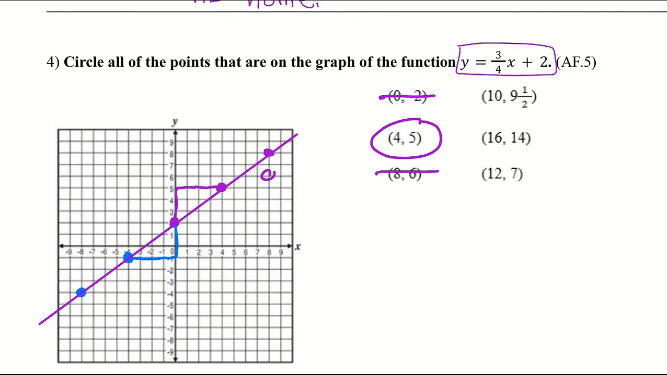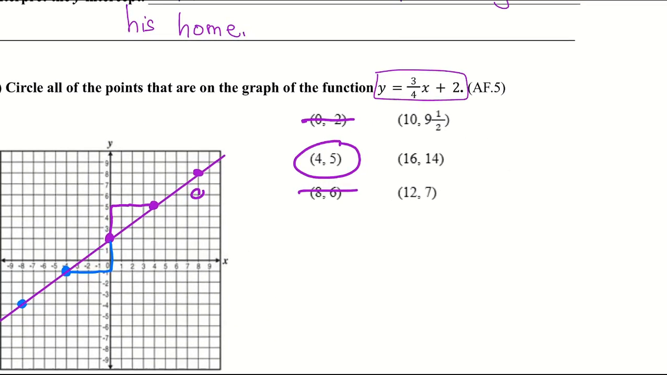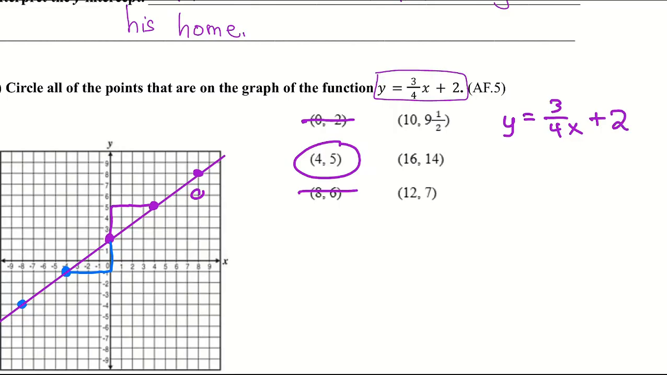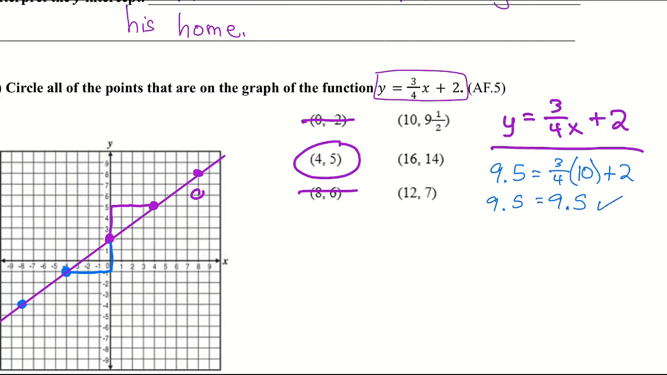this equation right here. So I'm going to write that equation. And then I'm going to substitute in these numbers. So this 9.5, I'll use 9.5 for my y. The x would be 10, plus 2. And I'm going to type everything into a calculator. So 3/4 times 10 equals 7.5, plus 2 is 9.5. Okay, so it did work. It did work. So that one does check out.